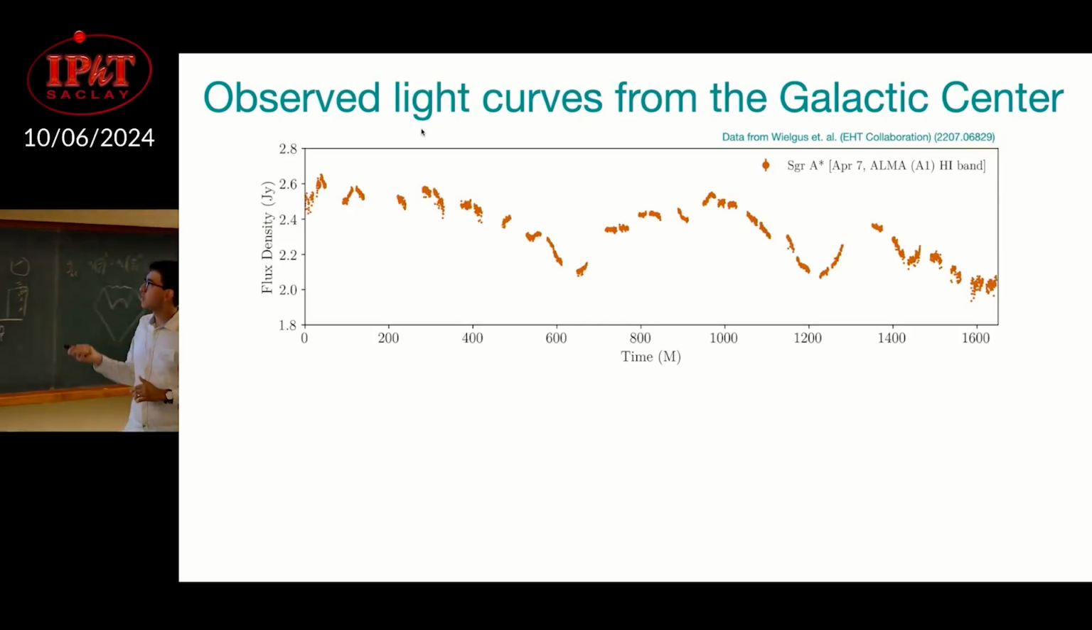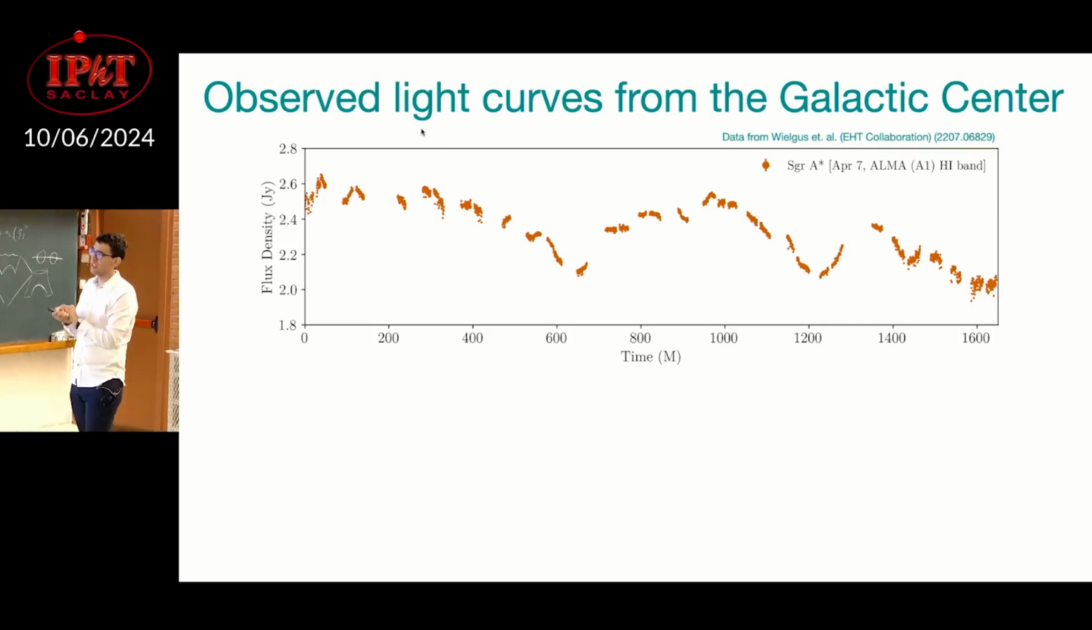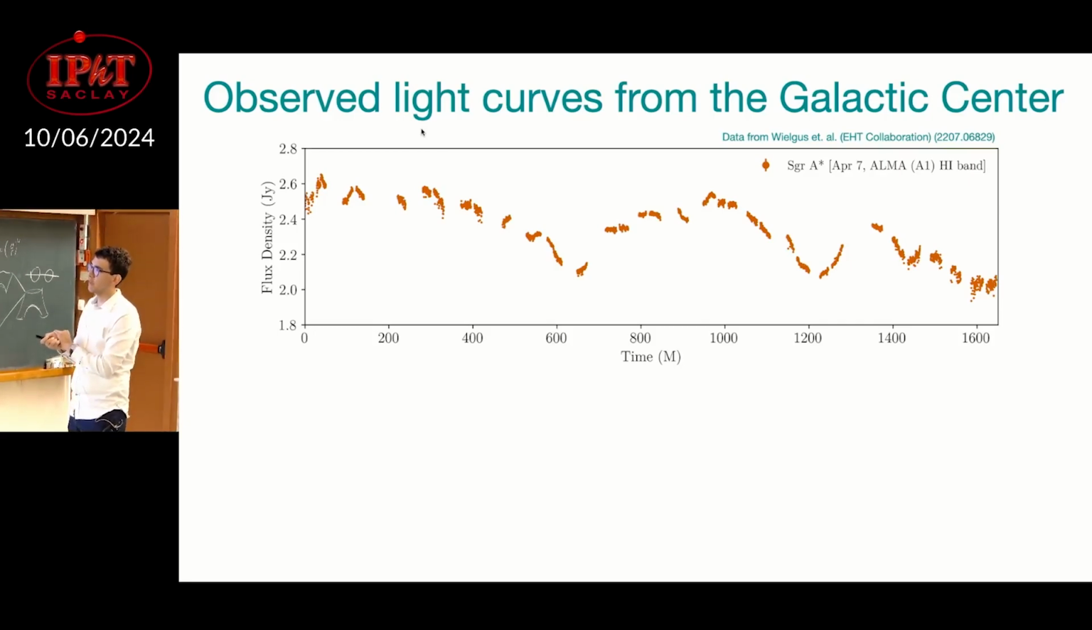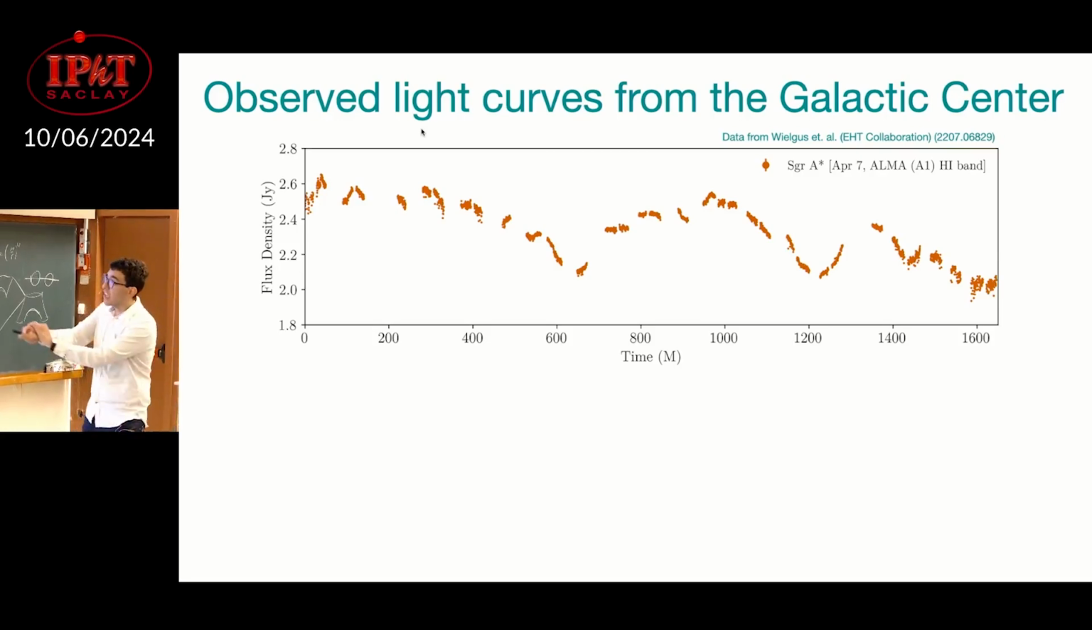So the IPhT have measured this for Sagittarius A star, and this is the Sagittarius A star light curve. It shows how much density, measured in Jansky, at a particular frequency as a function of time. I have converted the time here, assuming a fiducial mass for the black hole.